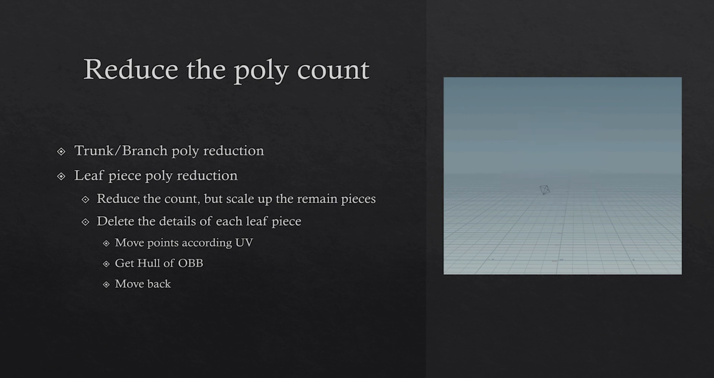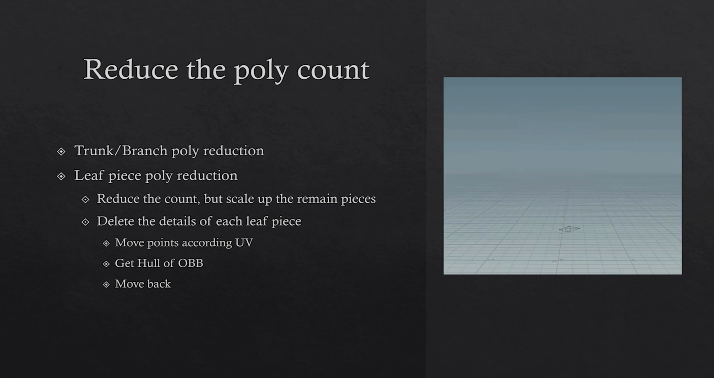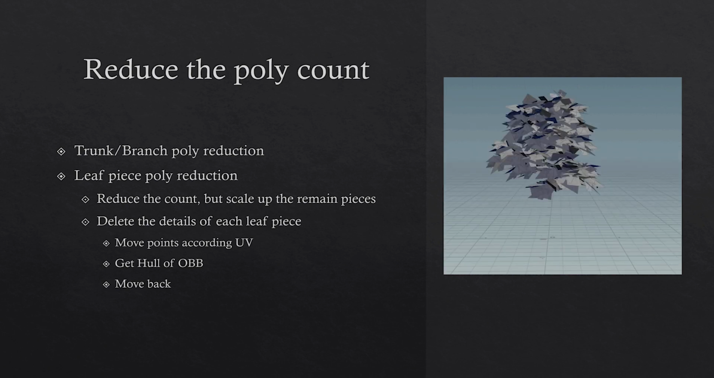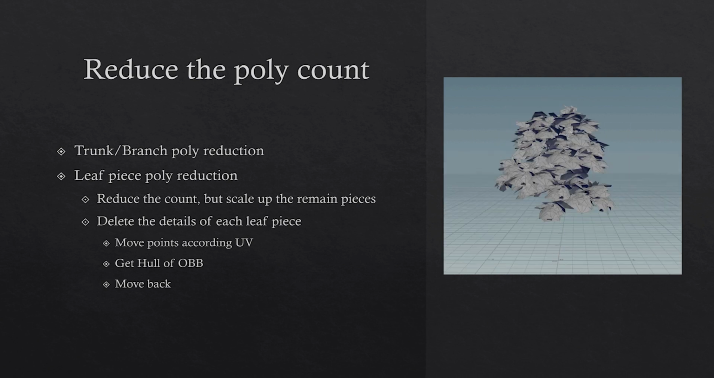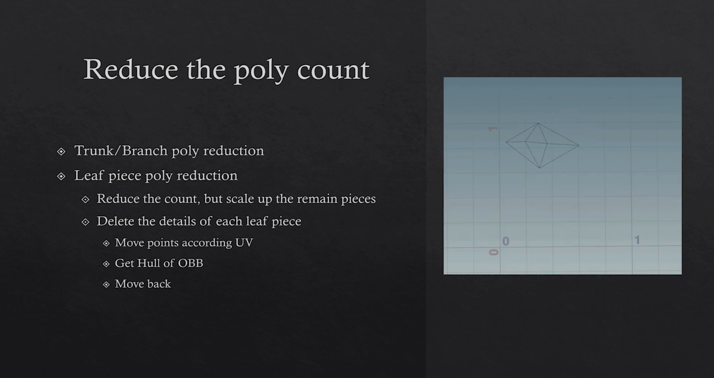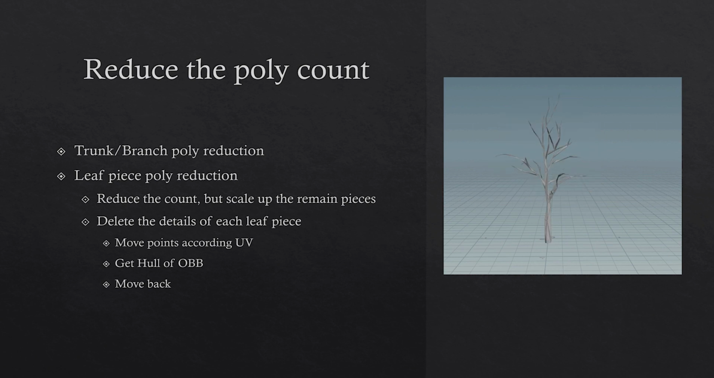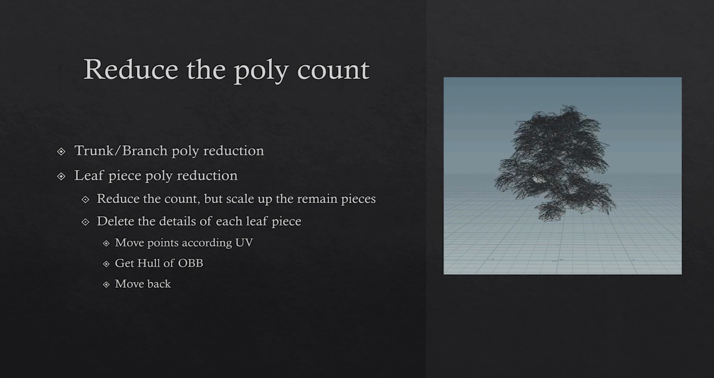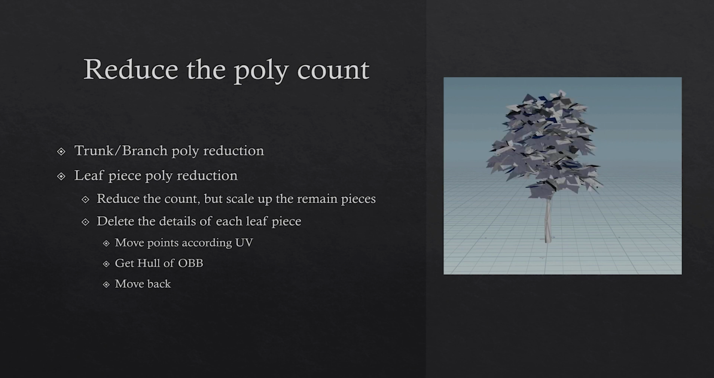It's easy to reduce the count of pieces, but one thing should be noticed. It's better to scale up the remaining leaf pieces when you're removing some. Otherwise, the tree will look bald. In terms of reducing the poly count of each piece, it's a little bit complicated, as the details of the leaves cannot be clearly seen when far away. We don't need the internal points of the piece, and we only need half, or even only the bounding box of the piece.